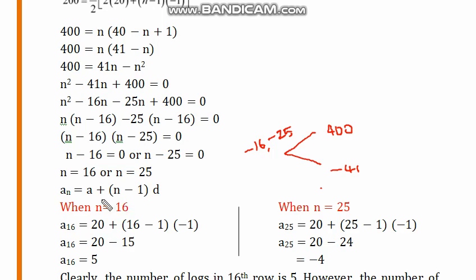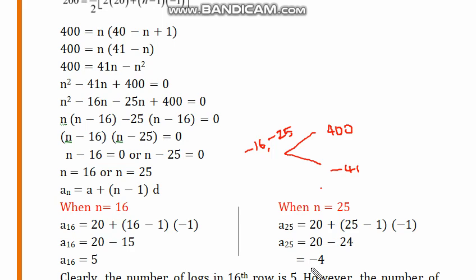So see here. When n is equal to 16, a16 equals the first term 20 plus 16 minus 1, that is 15, into d which is minus 1, so minus 15. So 20 minus 15 is 5. So the 16th row will have 5 logs. And next, when n is equal to 25, 20 plus 25 minus 1 into minus 1 is 20 minus 24, so the 25th term is minus 4.